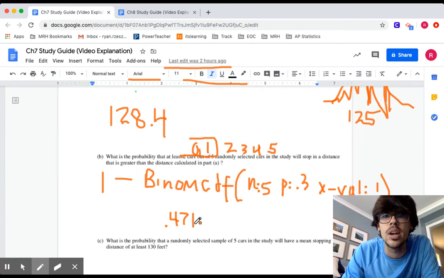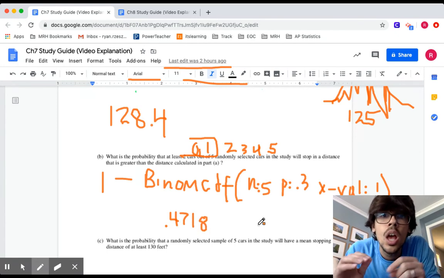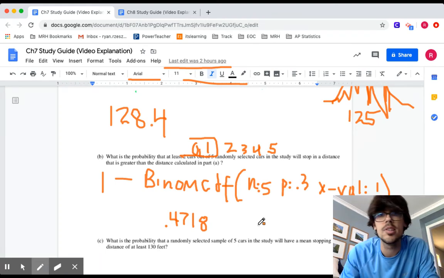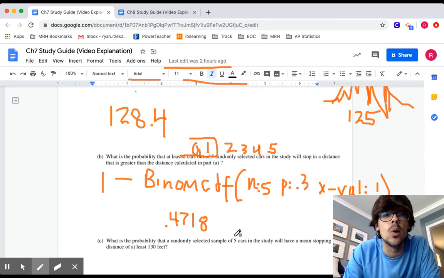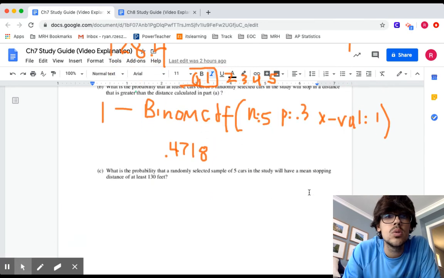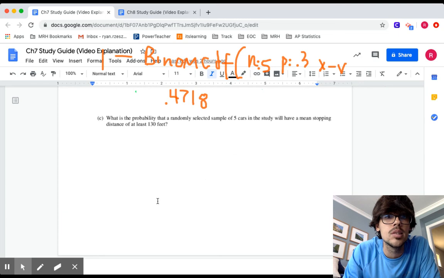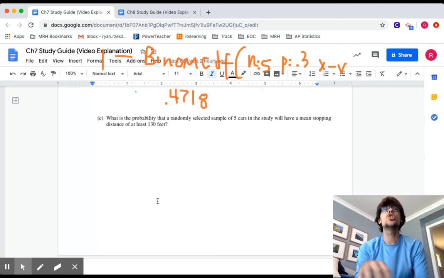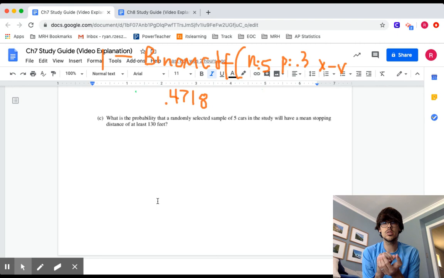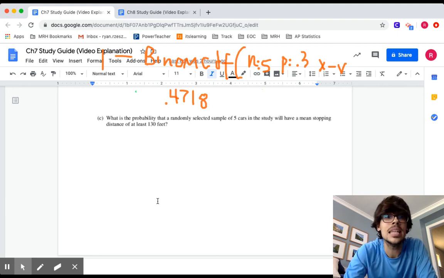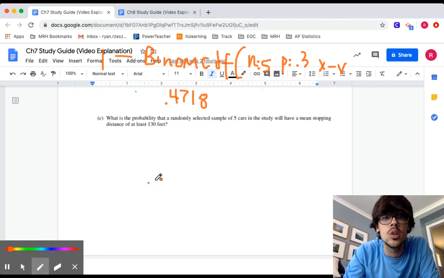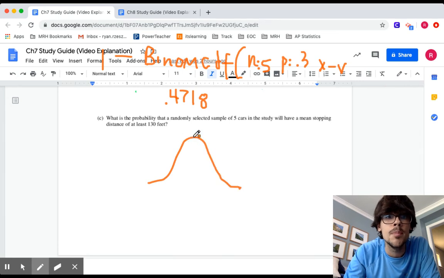And for your problem, just write in context, like restate the problem. The probability that at least 2 cars in a randomly selected sample of 5 have a greater stop distance, blah, blah, blah, is 0.4718. So that takes us to our third question right here. What is the probability that a randomly selected sample of 5 cars will have a mean stopping distance of at least 130? So we're looking at a sample of 5 cars, and we're looking at what the mean stopping distance is going to be. This is a normal CDF problem with a mean of whatever the population was.